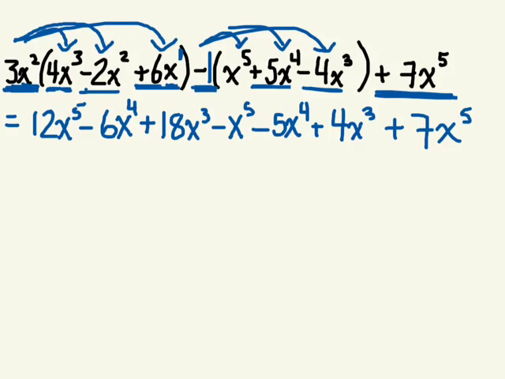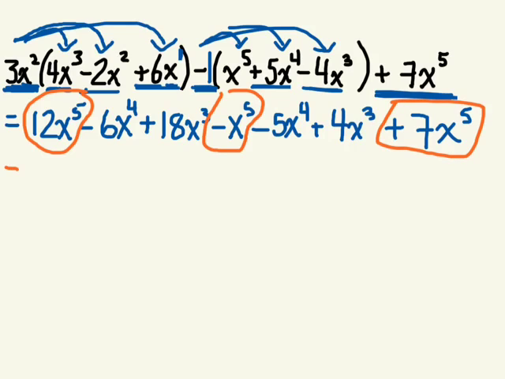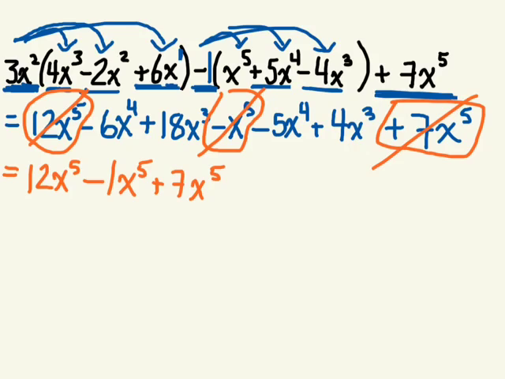Okay, now we need to just figure out which terms are alike and group them all together. So we'll start with the first term. Are there any other terms that have x to the power of 5? Where? Good, negative x to the power of 5, and good. So let's rewrite those. 12x to the power of 5 minus, I'm going to put a 1 here, 1x to the power of 5 plus 7x to the power of 5.